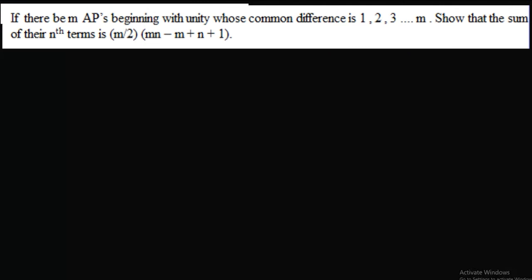Now the question is, let there be m APs beginning with unity. So for each of the APs, the first term is 1, and their common differences are 1, 2, 3 up to m. So their common differences are i. Show that the sum of their nth terms is m by 2 into (mn minus m plus n plus 1). So if we write the nth term for this ith series, it will be a plus (n minus 1) into i. So it will be 1 plus (n minus 1) into i.